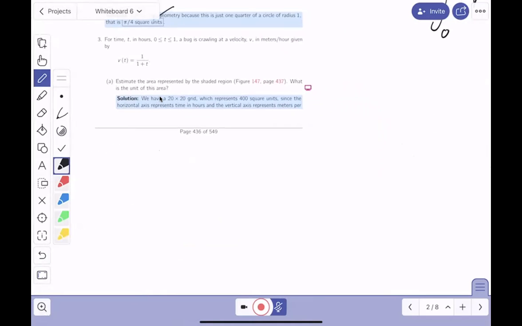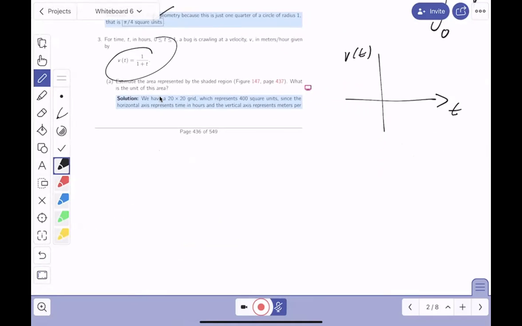It says for time t in hours. It goes on to say that a bug is crawling at a velocity v in meters per hour. They give me the function. They're going to give me a picture. You don't really need a picture. I want to point out why that is. You could draw your own picture over here. The understanding that this is going to be t and this is going to be v of t. And what does it look like?